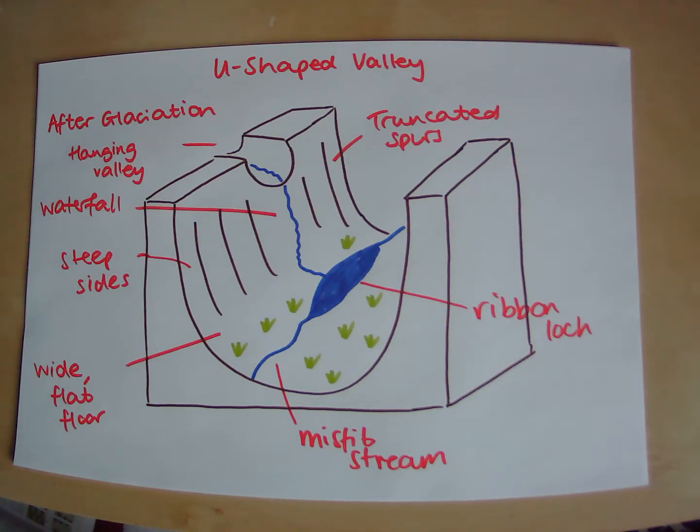You'll notice our valley has become wider from the initial V-shaped valley. It's become deeper, the sides have become steeper, and it's also become straighter. V-shaped river valleys often wind down as a river meanders along, whereas a U-shaped valley tends to be very straight because the glaciers had enough power to basically bulldoze everything out of their way.